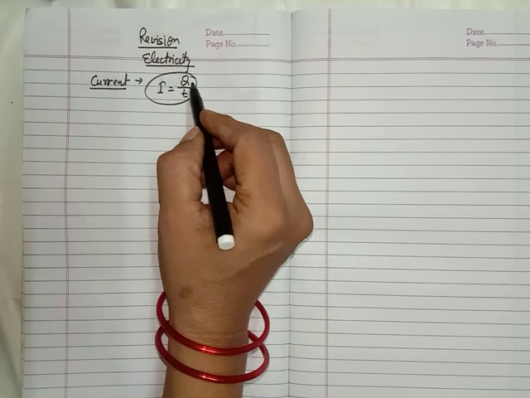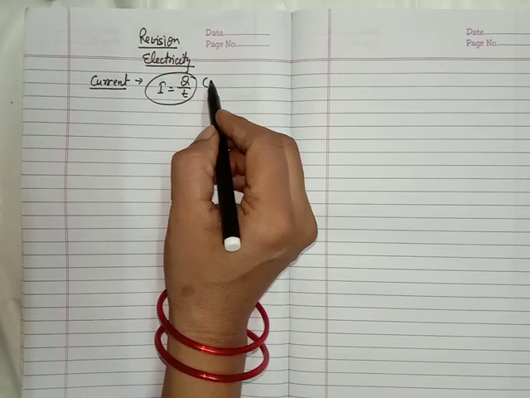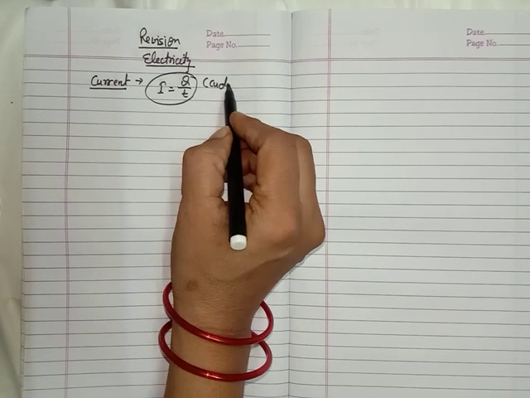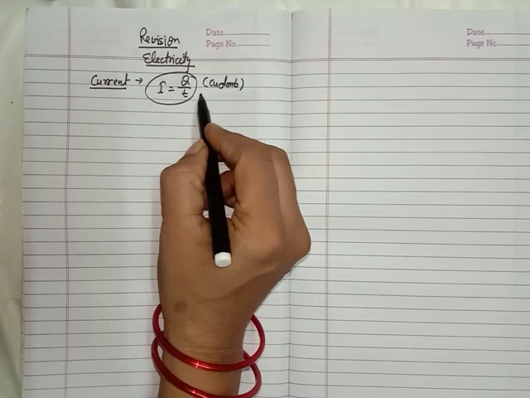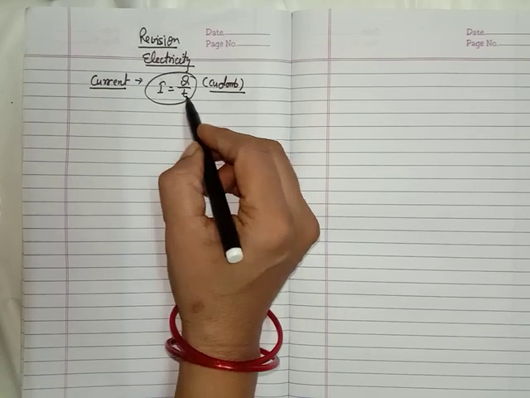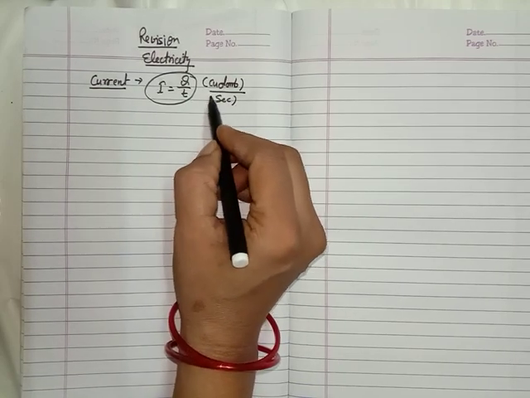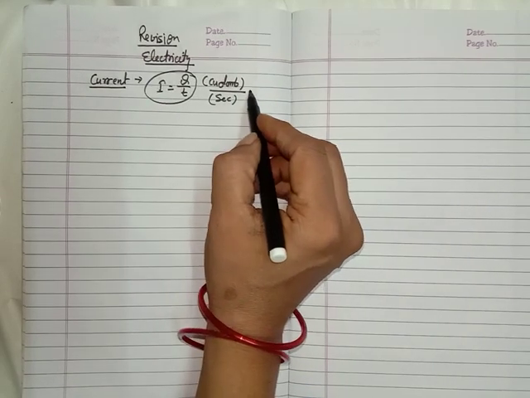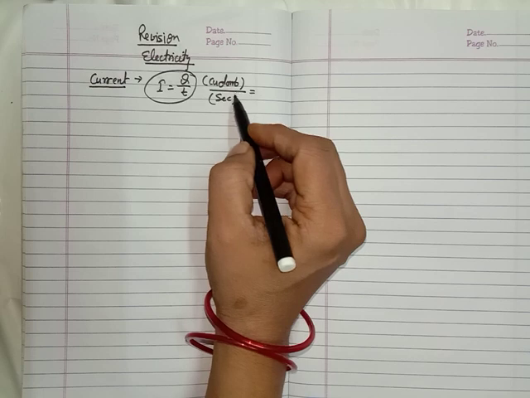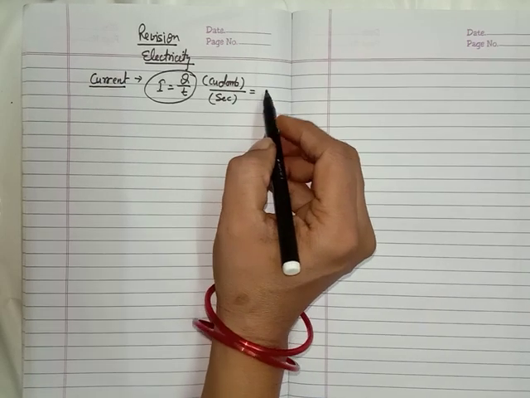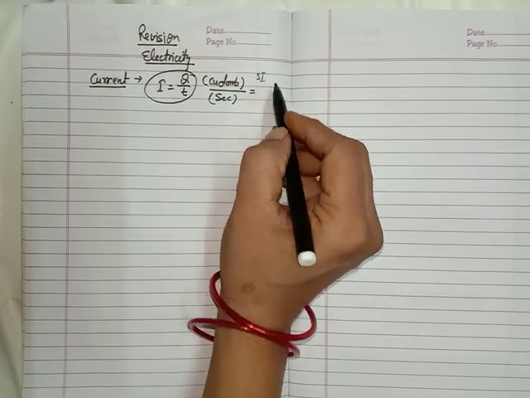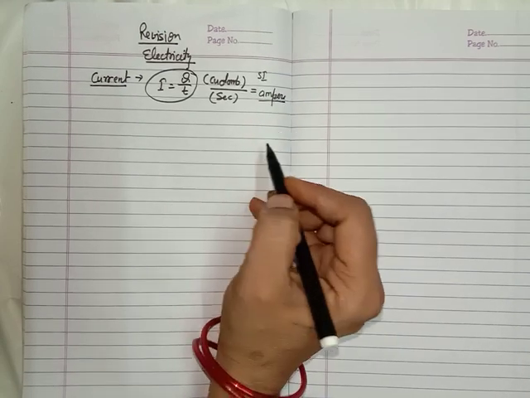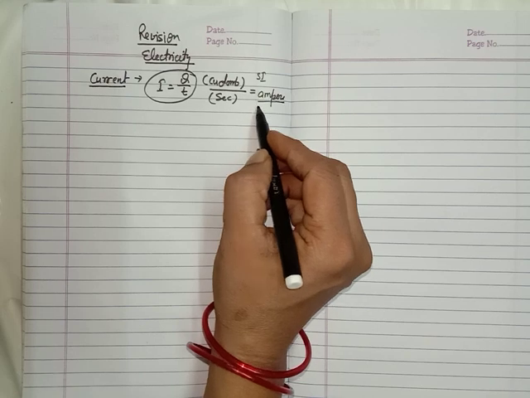The unit of charge is coulomb, and that of the time is seconds. So we can say the SI unit of current is coulomb per second, or we can write it also like ampere. 1 coulomb per second means 1 ampere. So the SI unit of current is ampere. We represent it by using the symbol capital A.